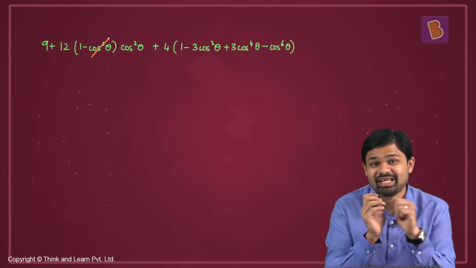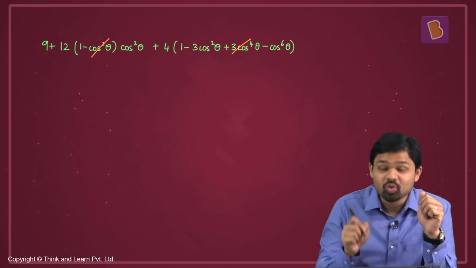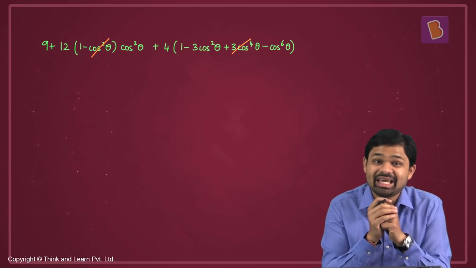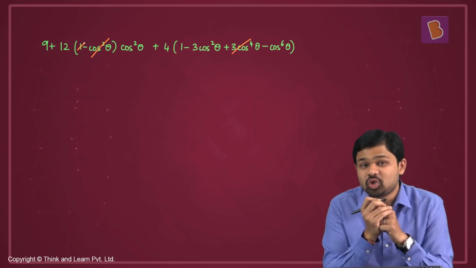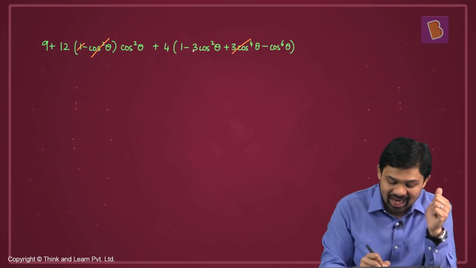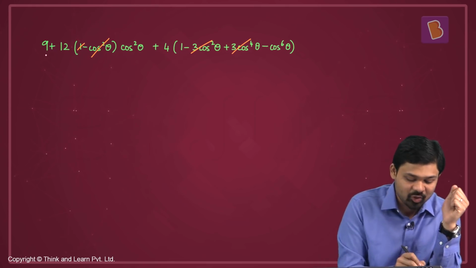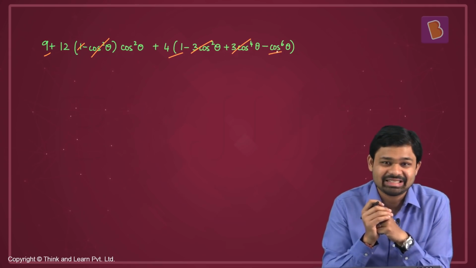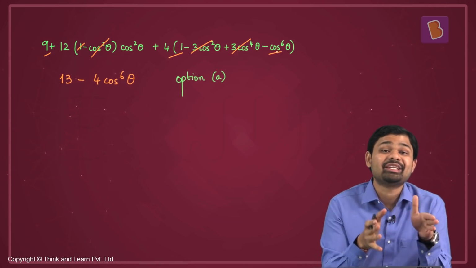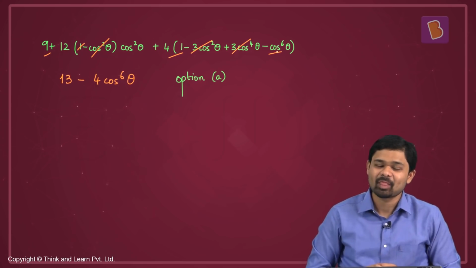So this term which I cancelled was a negative 12 cos^4 θ, and you have a 12 cos^4 θ in the other expansion. Similarly, you have a positive 12 cos²θ and a negative 12 cos²θ, and they cancel out. You're left with 9 here, 4 here, and negative 4 cos^6 θ here. You're left with 13 − 4 cos^6 θ. That is given in option A. Option A was the correct answer to this question.